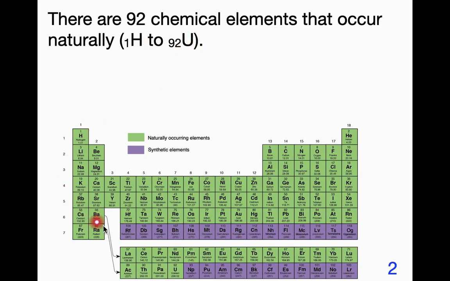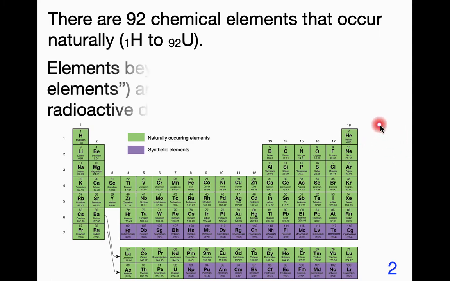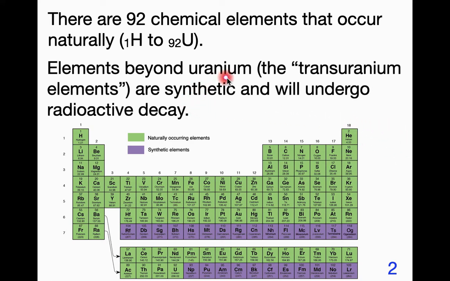Now, the way that the periodic table is arranged is a little confusing, like why are these 2 rows down here pulled out? I will take a look at that in the next slide. Elements beyond uranium are called the transuranium elements, so trans meaning beyond, so the elements beyond uranium are synthetic and will undergo radioactive decay.